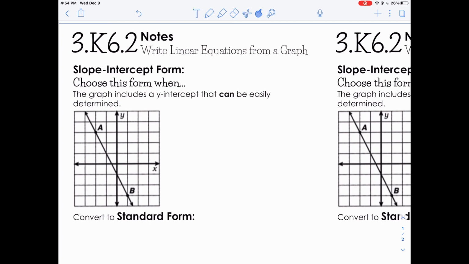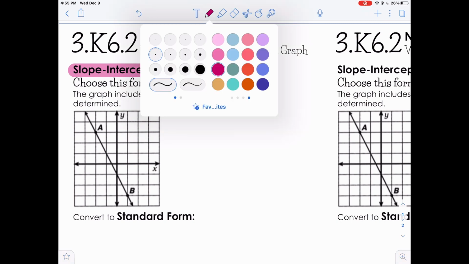Okay, so the first thing we're going to do is slope-intercept form. This is our most favorite form to write equations in because it is the simplest. There's only two things that we need. And as a reminder, that slope-intercept form looks like y equals mx plus b. Okay, go ahead and write this down with me. And let's get a smaller pen.